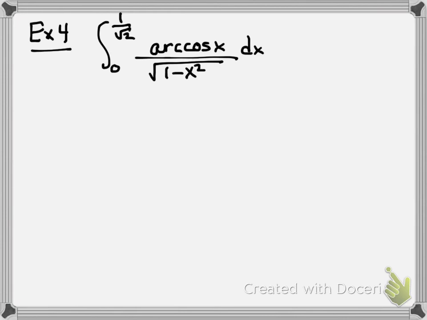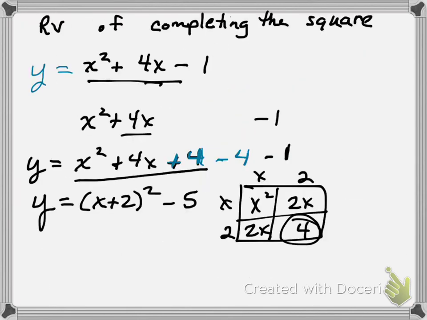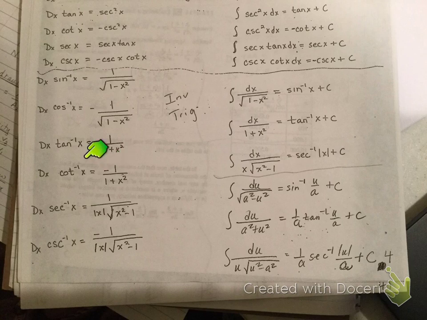Alright, example 4. This time we have an arc cosine in the problem, as well as this. So it might be helpful, what was our derivative? The last unit we did was on derivatives of those things. So the derivative of an arc cosine is a -1 over the square root of 1 minus x squared. Okay, well, that's helpful because I think we have that within our problem.